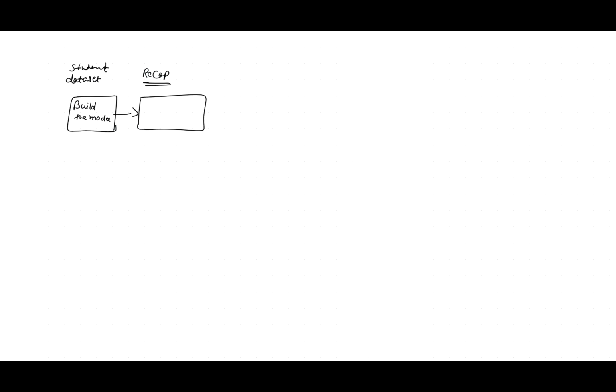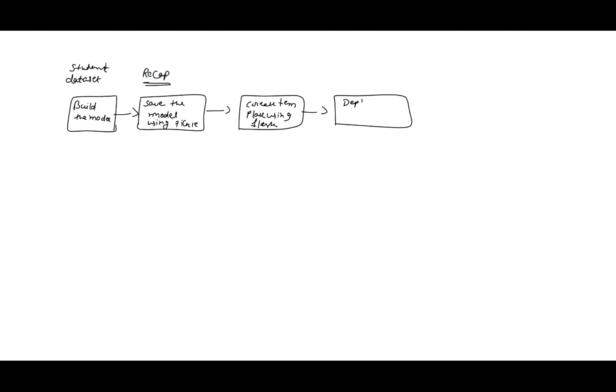Then we saved the model using Pickle, because this is the model file which we are going to deploy. And then we created a template so we can show it at the front end using Flask. And then we simply deployed it on AWS EC2. This was the process, and then we ran it in the browser.